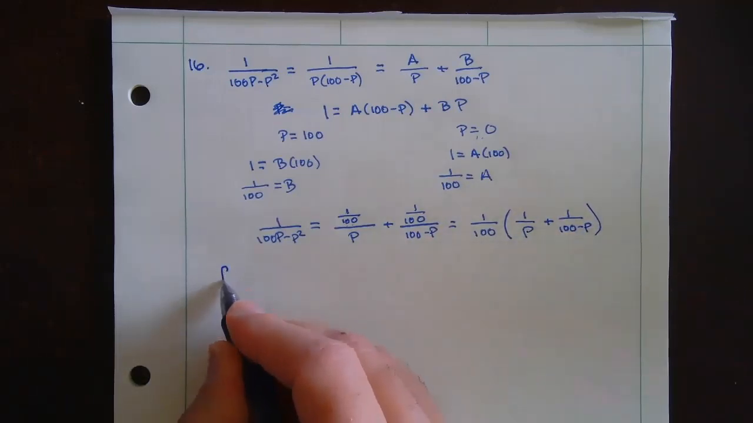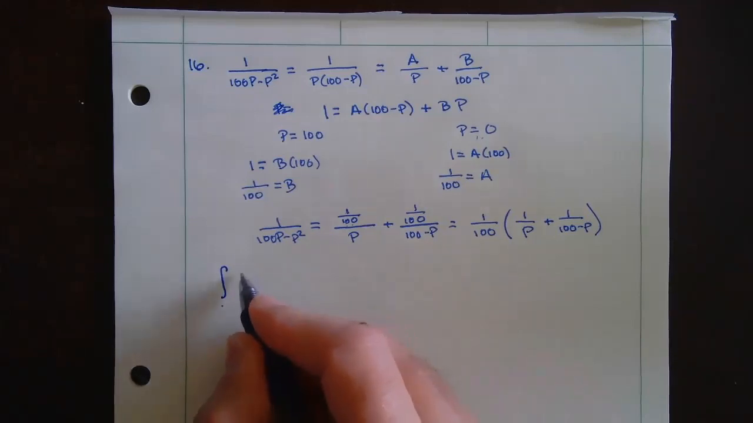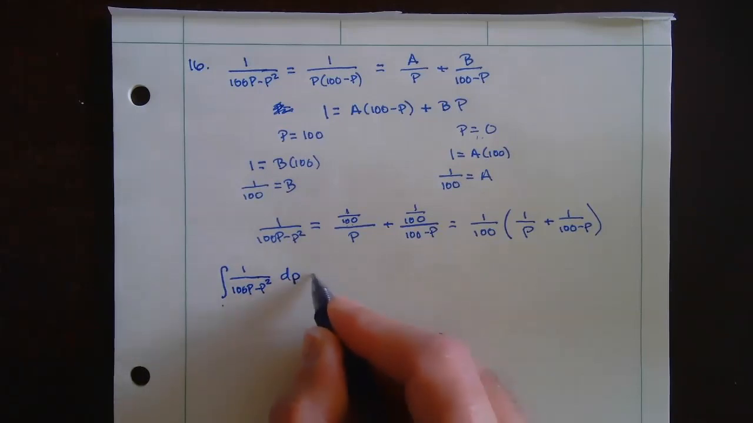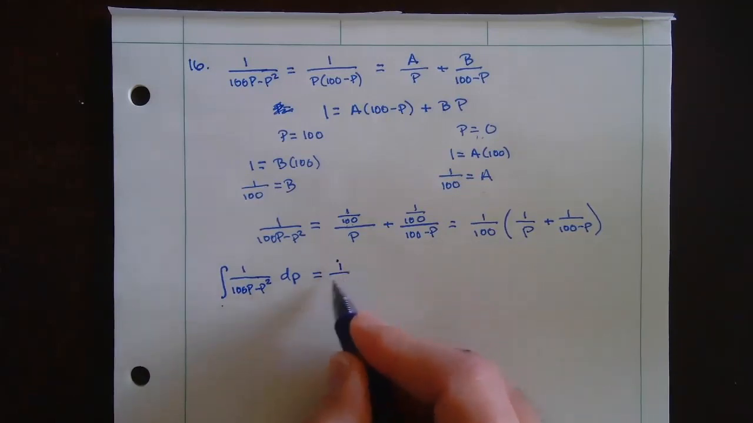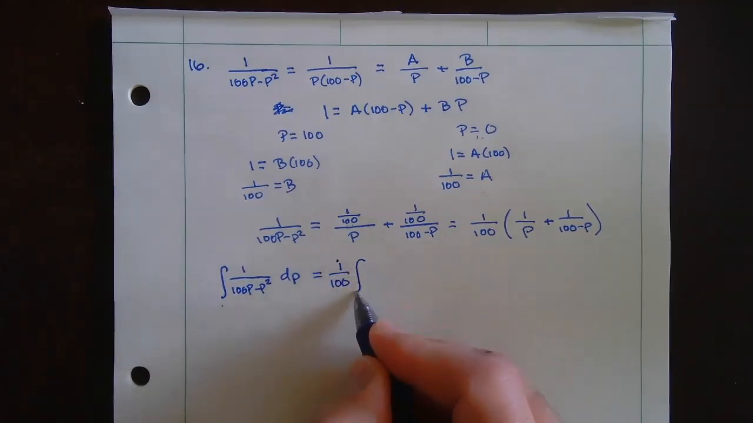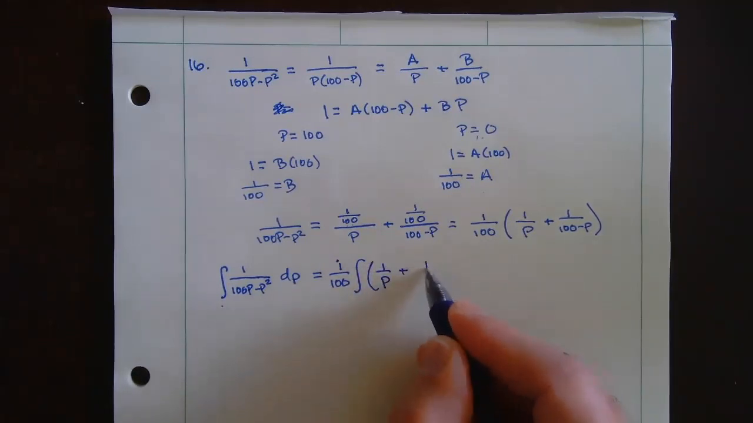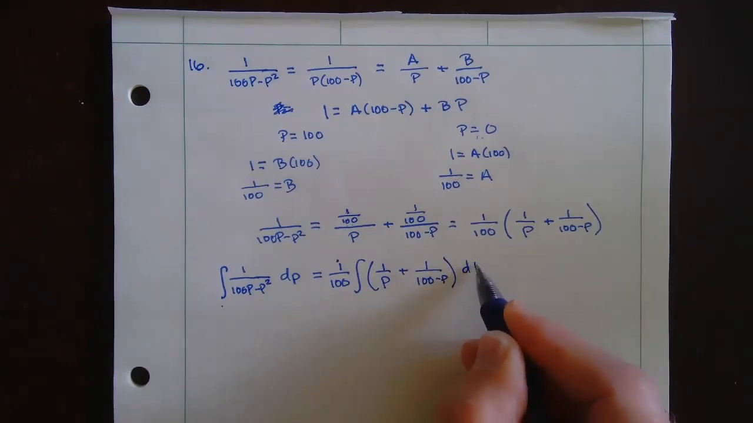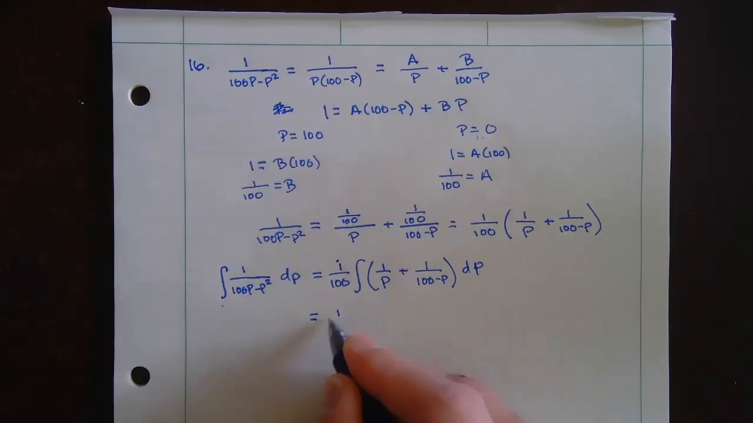So when we go to integrate this, just the antiderivative, it'd be the integral of 1 over (100P minus P squared) dP. That would equal the integral, and we could bring this all the way out in front of the integral: 1 over 100 times the integral of (1 over P plus 1 over 100 minus P) dP. Okay, so then this is going to equal 1 over 100.